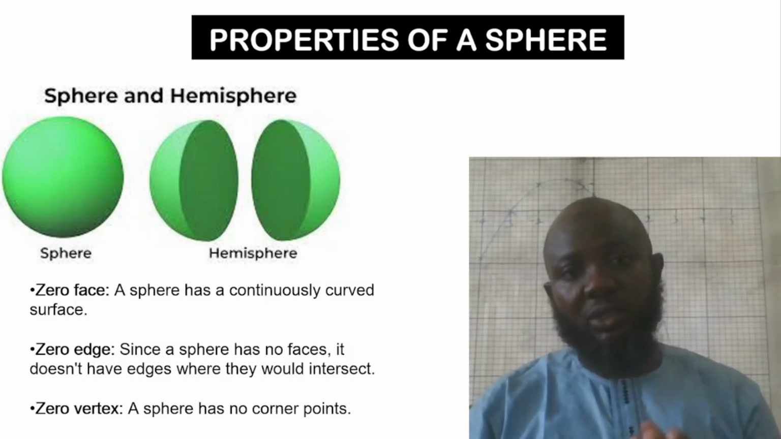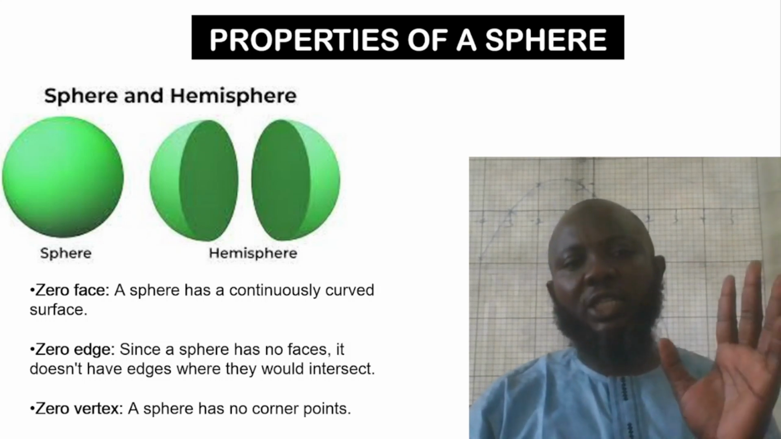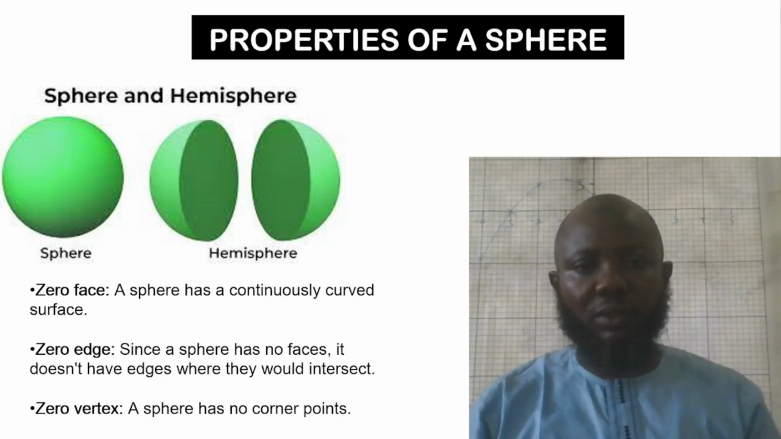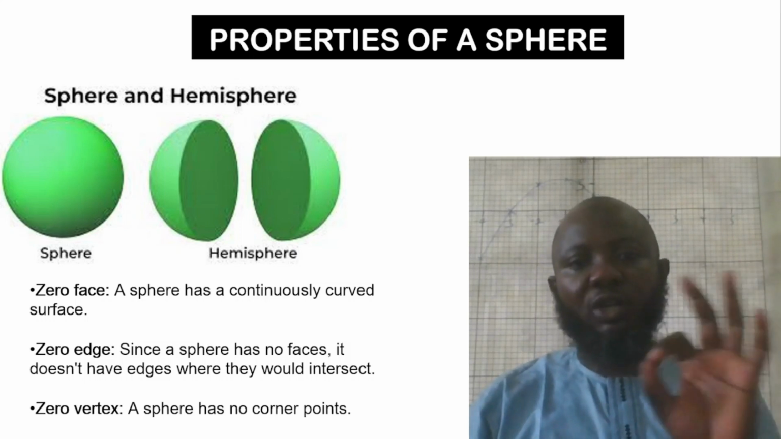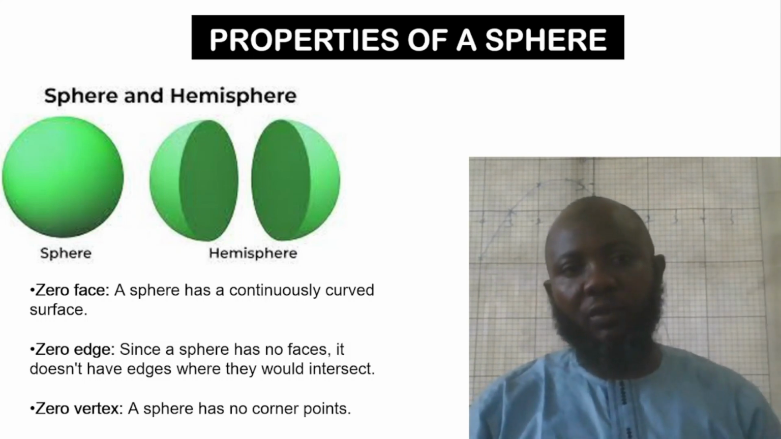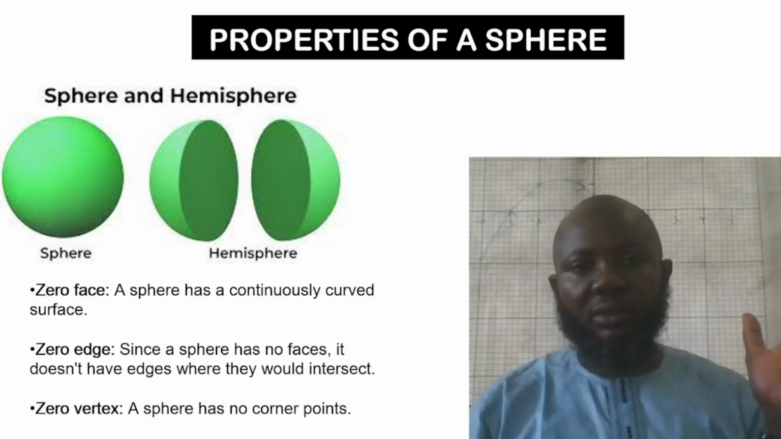Just like your orange. Orange is a sphere, right? So your orange is a sphere. It has no face; it has a continuously curved surface. Then no edge, that's no edge. No vertex, that's no vertex. So that is what we have under sphere.